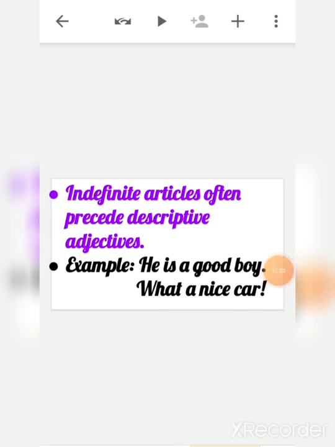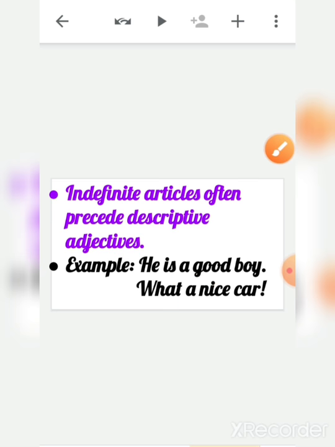Next, indefinite articles often precede descriptive adjectives. What is an adjective, children? It tells the quality of a noun or pronoun, right? So indefinite articles often precede descriptive adjectives. Example, he is a good boy. What a nice car.